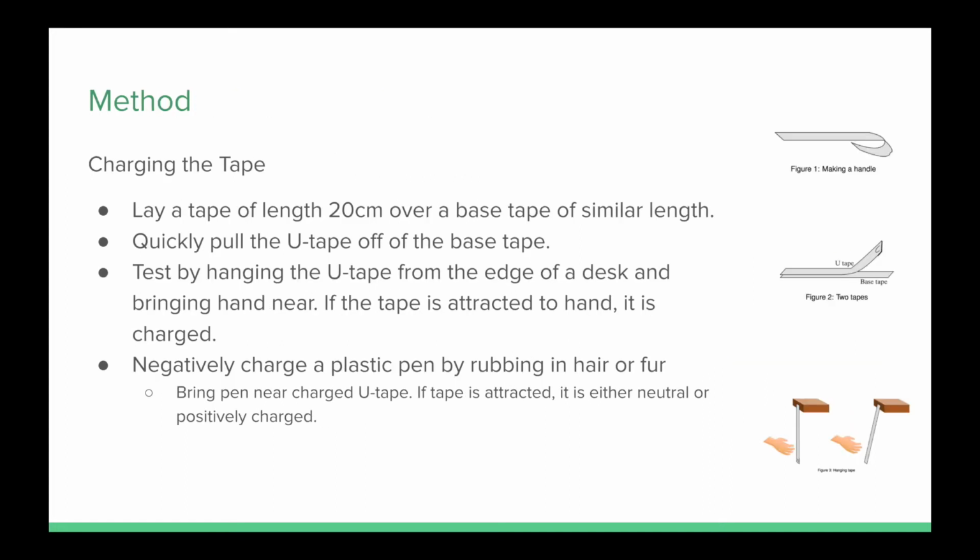The method followed to produce this lab involves charging a piece of tape. First, lay a tape with a length of 20 centimeters over a base tape of similar length. Then quickly pull this tape off the base tape, creating a charged tape. To test the charge, hang the tape off the edge of a desk and bring your hand near. If the tape is attracted to the hand, it is charged.